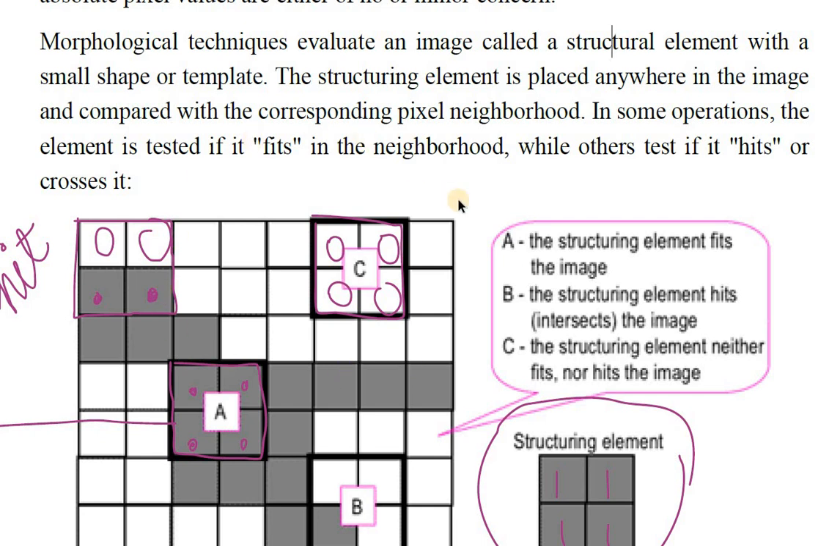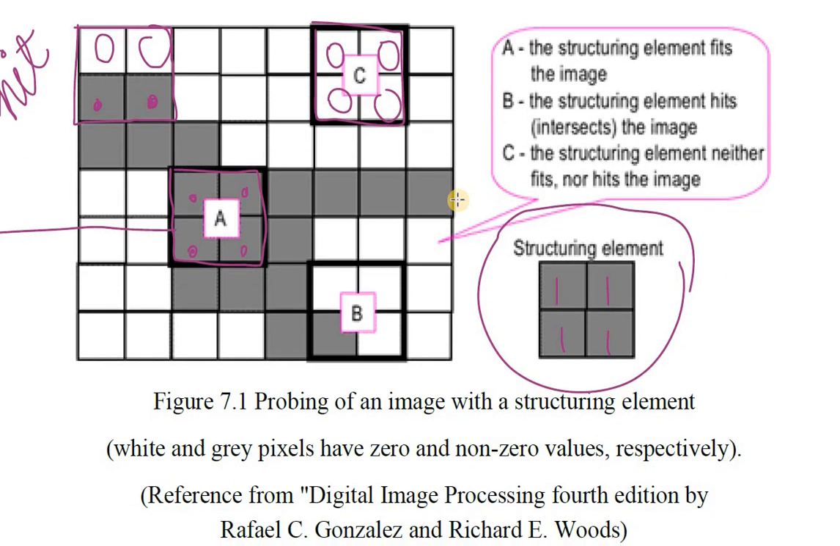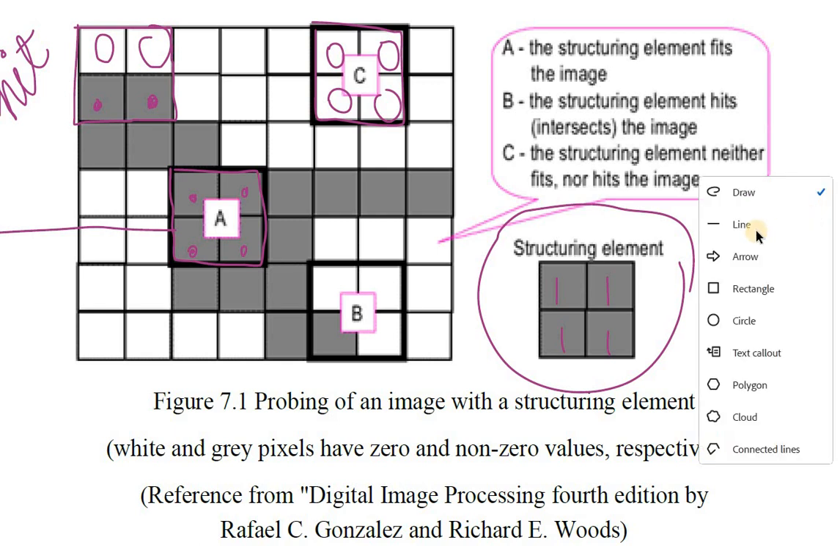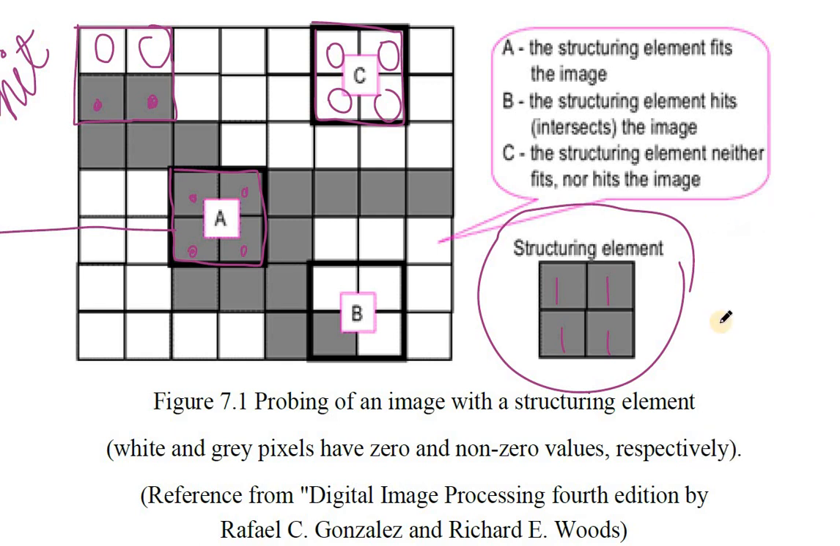So what exactly are hit, miss and fit, that we will try and understand now. It is a very simple concept, but an important concept. You should understand it right now only, so that you understand the rest of the things that I teach you. So this bigger rectangle is my image, and each of the squares that you can see in this rectangle is a pixel. Okay, now as I told you, your structuring element is going to be a small element.